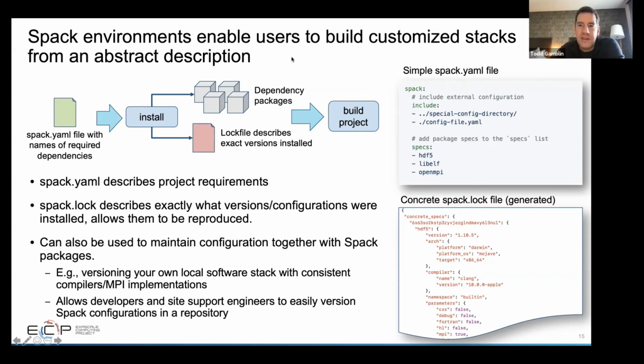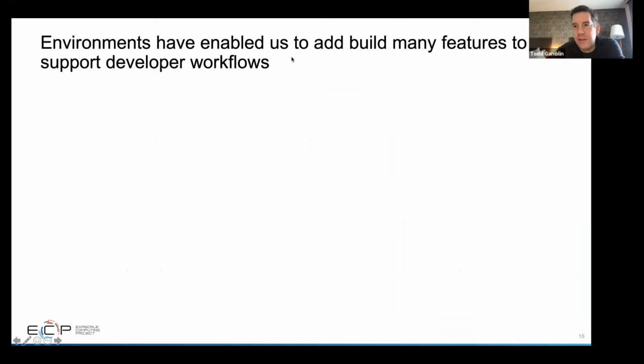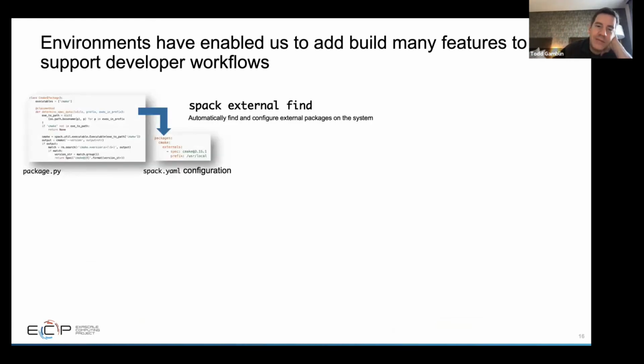And we're using this to build a lot of different features to support developers. The fact that we have configuration and declarative requirements in one file enables us to build other sorts of workflows on top of that with configuration. So we have things like spack external find, where you can get on a system, make an environment, and say spack external find, and it'll go out and say, oh, there's CMake on your system. There's other tools that you might want to use, and it sets up the configuration for those things directly in your environment.